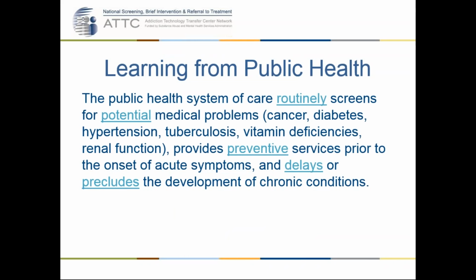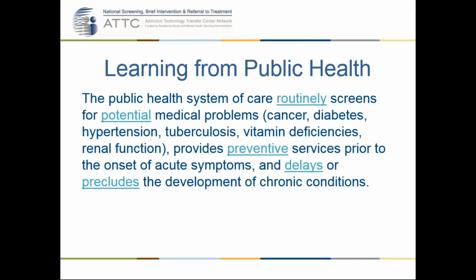The public health system of care routinely screens for all sorts of potential medical problems. Yes, some exist, but they are also screening for risk: cancer risk, diabetes risk, asthma risk, hypertension risk, lots of risks. We now routinely screen for lots of these medical conditions, and we provide preventative services. We do blood pressure measures routinely. We take temperatures. We do a lot of things as a preventative measure for all sorts of medical problems to prevent the onset of acute symptoms. And we want to do this to delay or preclude the development of those chronic conditions.